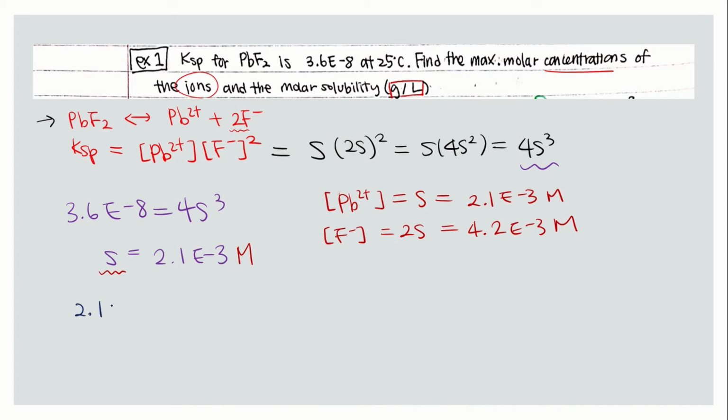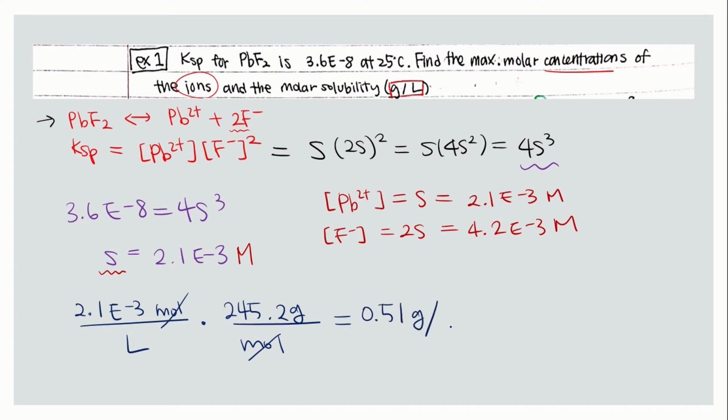So the molar solubility will be in moles per liter. Then in order to convert moles to grams, you have to multiply this by the molar mass, which is 254.2 grams per mole. And moles cancel each other. Then you get the molar solubility of 0.51 grams per liter.